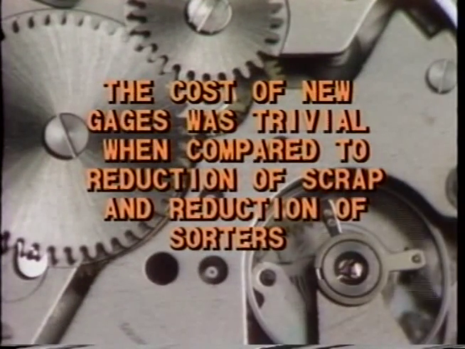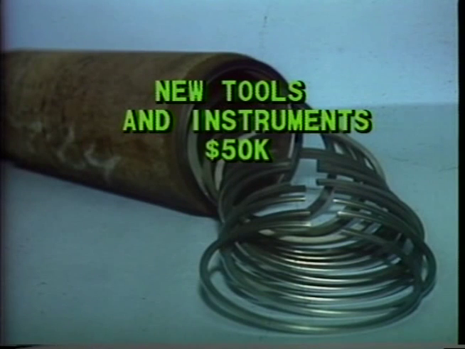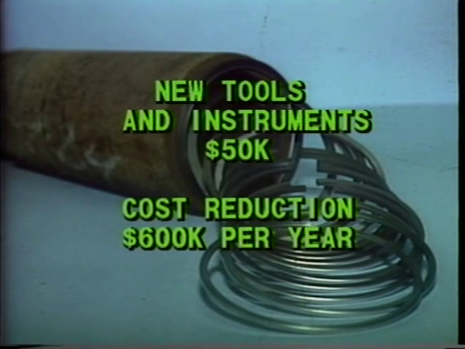Normally, remedy requires raising costs in one department in order to create benefits elsewhere. Some cases are obvious. In the case of the shafts for the watches, the cost of the new dial gauges was trivial when compared to the cost of 12% scrap and 25 sorters. In the piston ring case, the cost of the new tools and instruments was $50,000 compared to cutting in two the $1.2 million of quality-related costs.